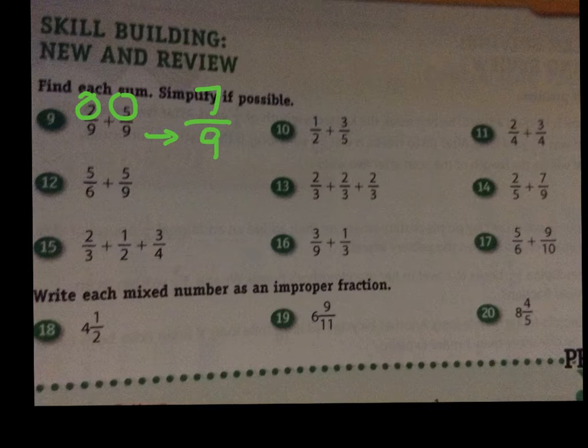For number 11, my denominators are the same, so my denominator stays 4. And then you have 3 plus 2, which gives you 5. Don't forget to change your improper to a mixed number by dividing. 5 divided by 4 is going to give me 1 and 1/4. So that's my final answer for number 11.